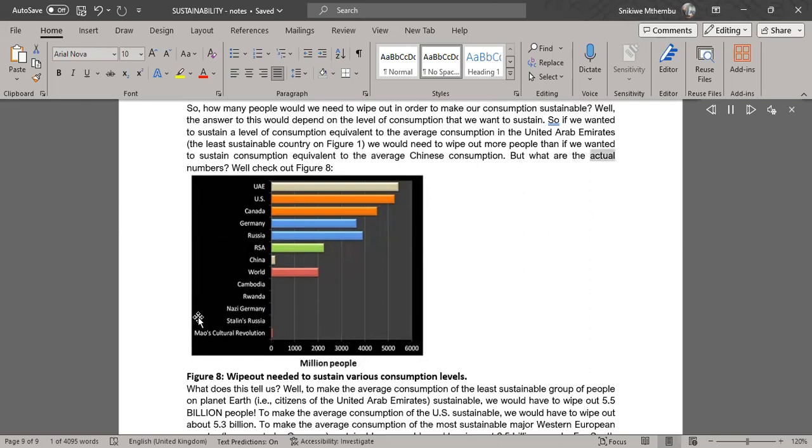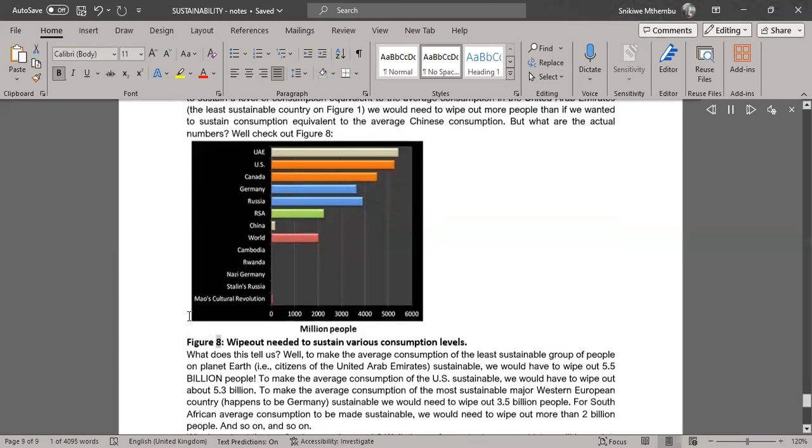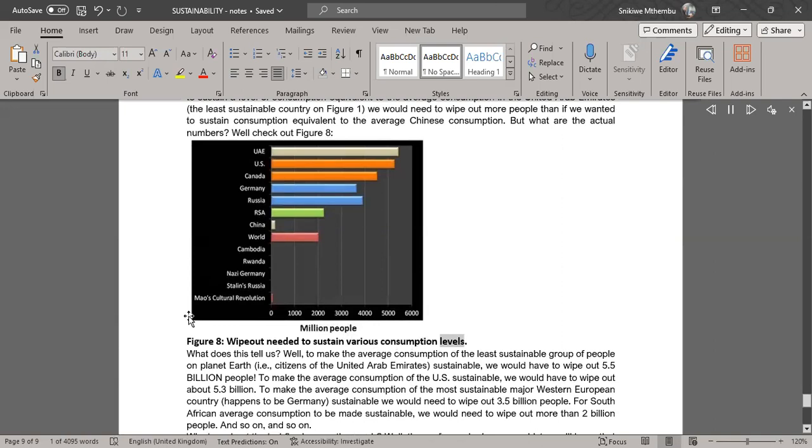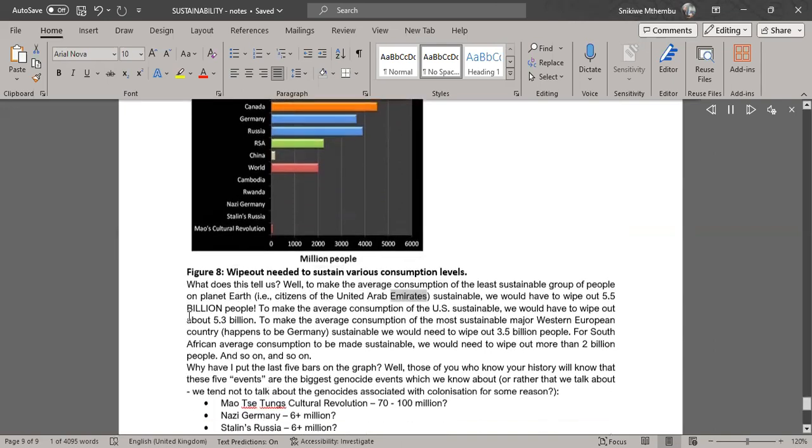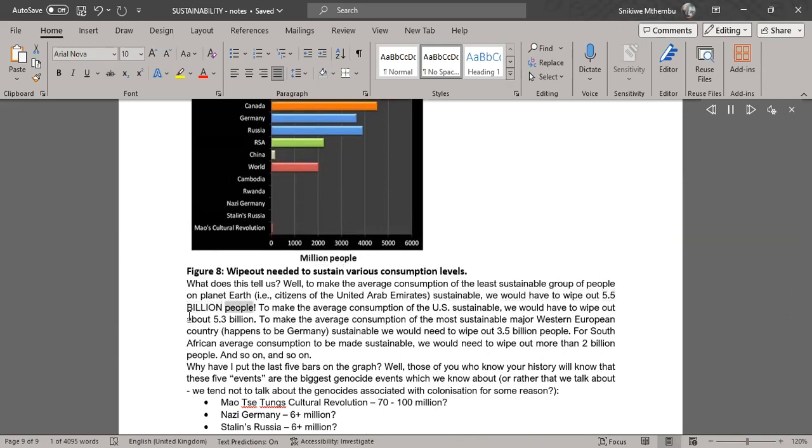But what are the actual numbers? Well, check out Figure 8. Figure 8, wipeout needed to sustain various consumption levels. What does this tell us? Well, to make the average consumption of the least sustainable group of people on planet Earth, i.e., citizens of the United Arab Emirates, sustainable, we would have to wipe out 5.5 billion people. To make the average consumption of the US sustainable, we would have to wipe out about 5.3 billion.